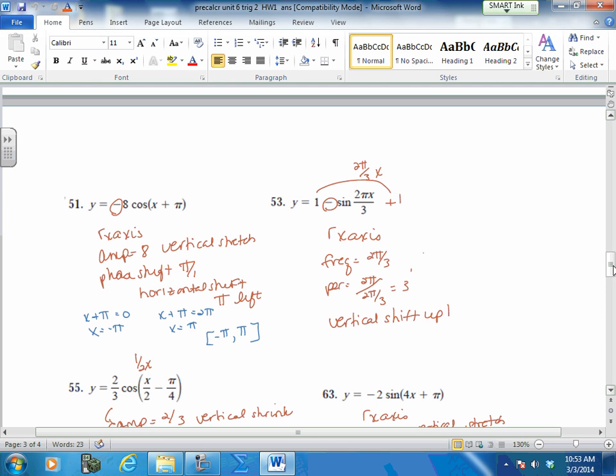There's your amplitude is 8. You have a, what's that negative give me? Reflection. A reflection in your x-axis. Okay? That's what that negative does. Again, you have a phase shift. It goes in the opposite direction. So you're going to go pi, or 180 degrees, to the left. That should be your horizontal shift. That's called your phase shift.